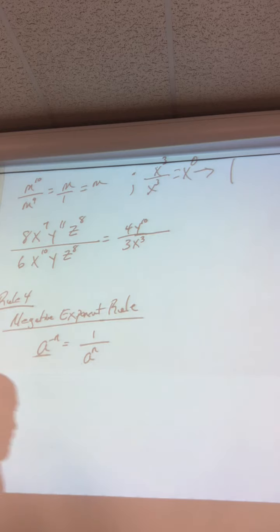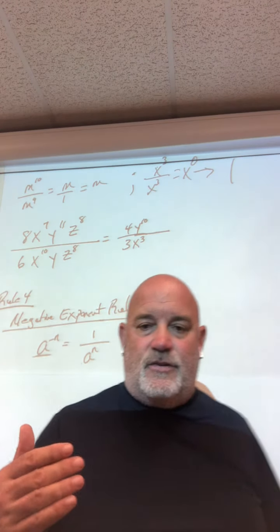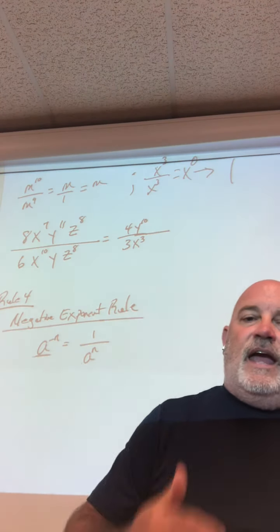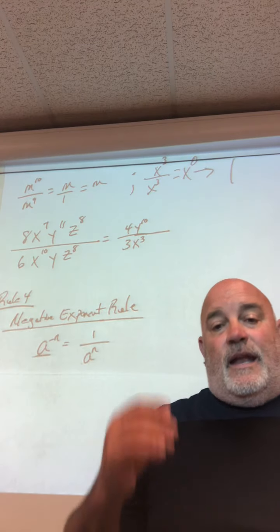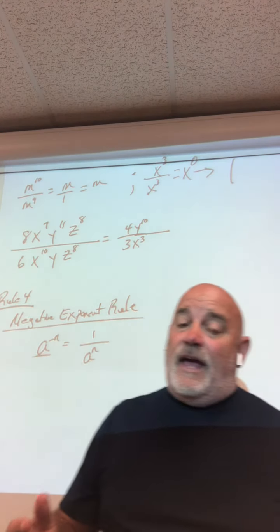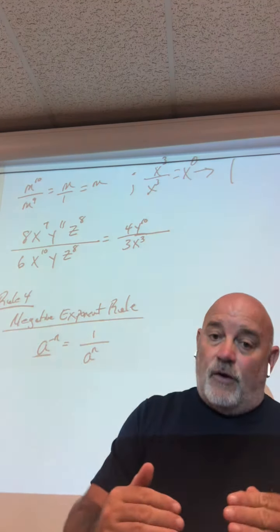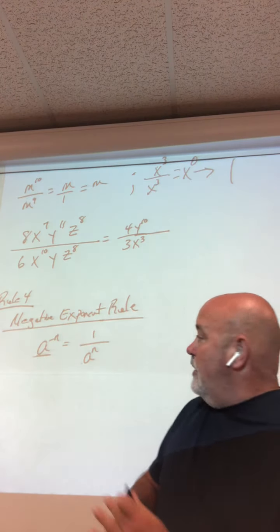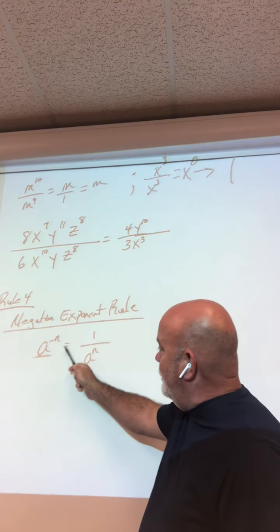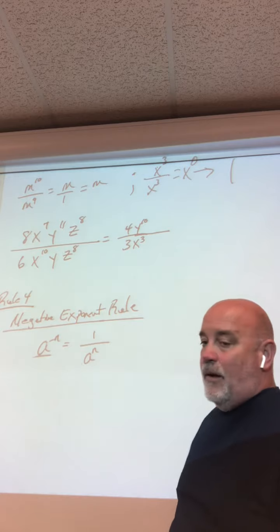You remember the problem a while ago, you said, could I write the answer x to the negative 2? And I said you could, but then really the answer has to be 1 over x to the 2 power. So x to the negative 2 is 1 over x to the 2 power.